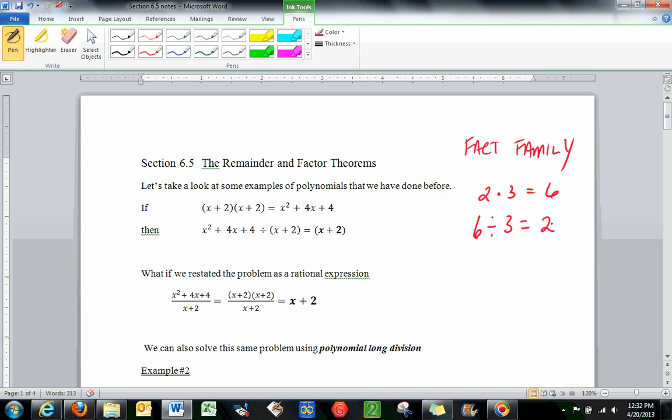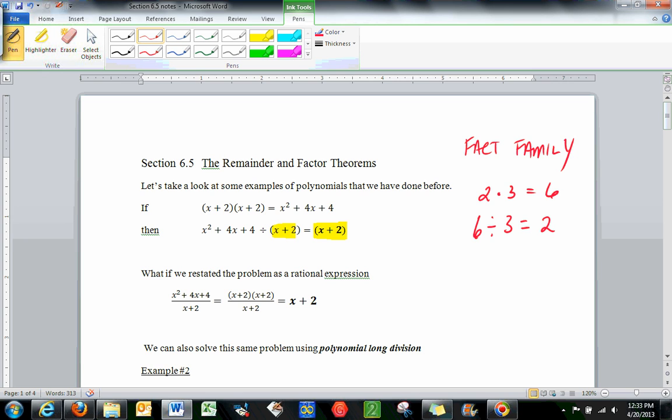Well, the same thing happens when we're dealing with polynomials to a certain degree. Keep in mind, let's say we had x plus 2 times x plus 2. If we were to FOIL those together, I would have x squared plus 4x plus 4. So we multiplied two expressions to come up with a third expression. If I did it as a fact family, I could reverse that process and take the product of what we got and divide it by one of the individual factors. And if I did that properly, I should end up with the third part of the fact family. So you can see here that the x plus 2 and the x plus 2, which were being multiplied together, should give us the x squared plus 4x plus 4.